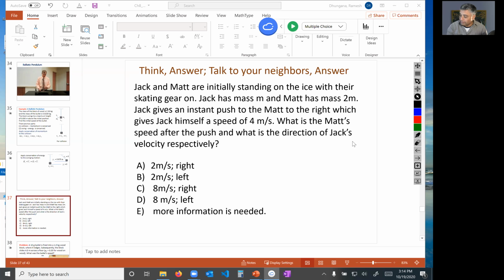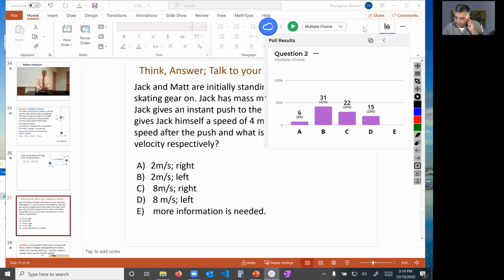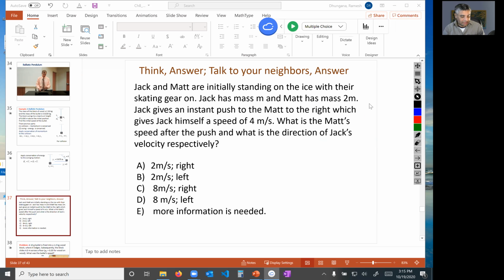And are we looking for the direction of Jack or Matt? So Jack's velocity has to be opposite of Matt's. So it's left. So 2 meters per second left is the correct answer, right? Which is B. But we got 8 to the right as well and 8 to the left as well. So somehow we got double, right?